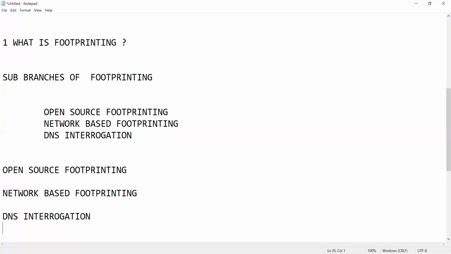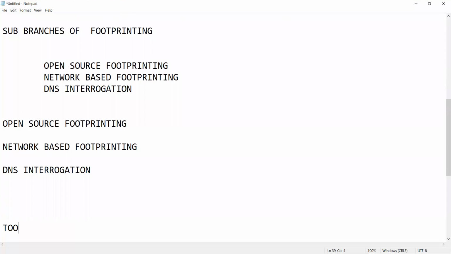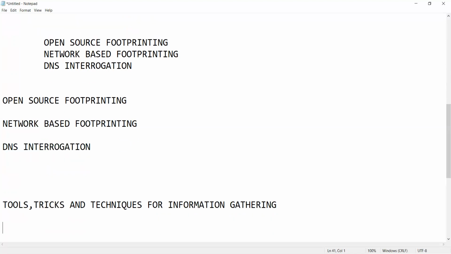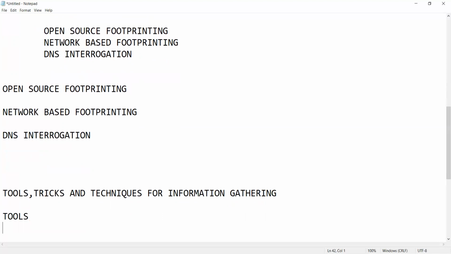So what are the tools, tricks and techniques for information gathering? We'll be discussing the tools today. So first one is tools. What are the tools which are being used? The first one is WHOIS.